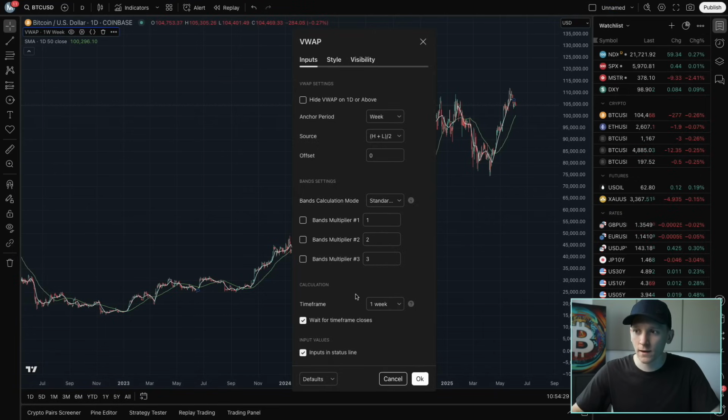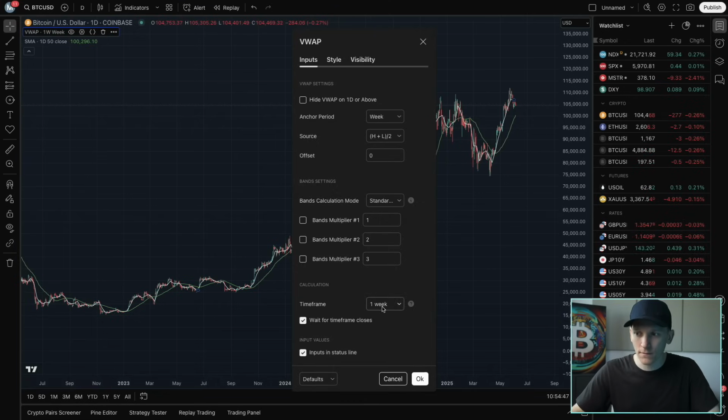So what I'm looking at here is the daily price chart of the asset. For me, it's Bitcoin. And then for the VWAP, I'm going to be looking at the anchor period 1 week. That is, the VWAP resets every week, right? So you're looking at a volume weighted average price reset every week. That's what I want for trading shorter term.